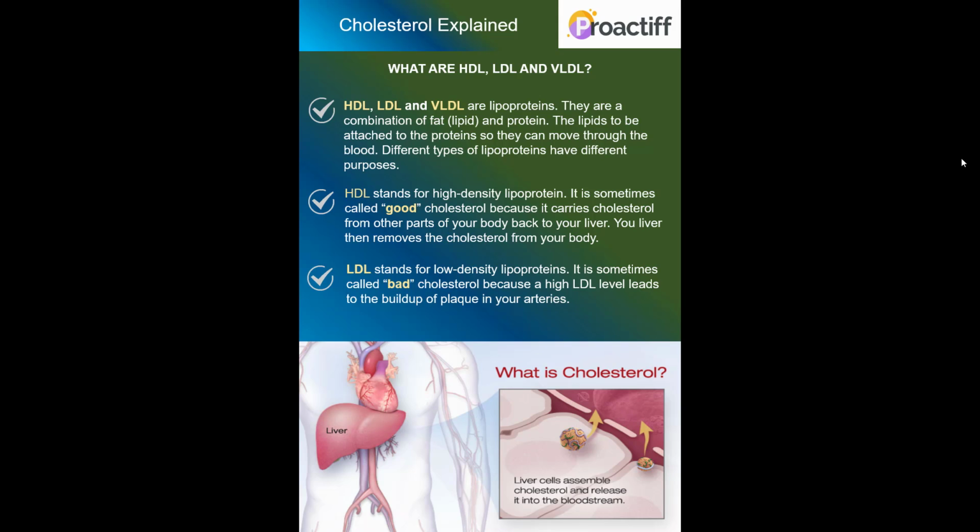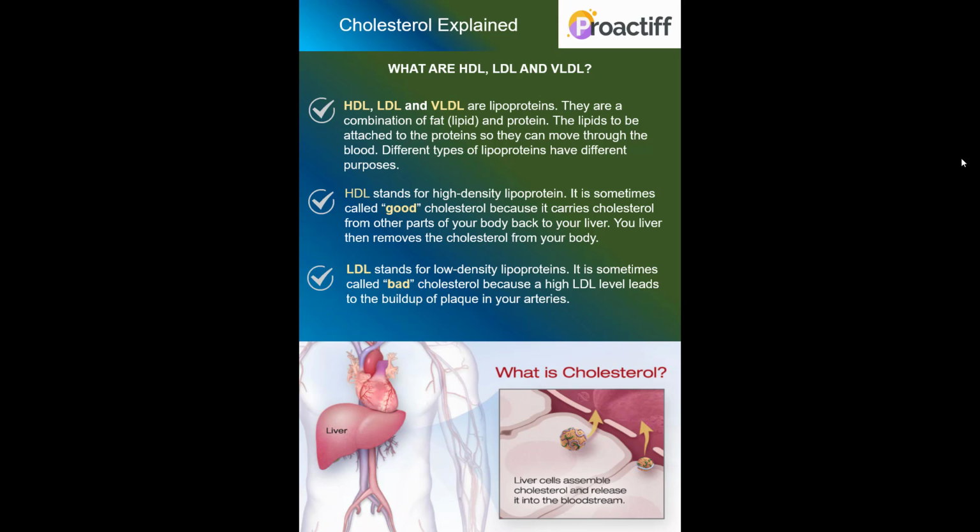Let's understand what HDL is: high density lipoproteins, and LDL stands for low density lipoproteins, and of course you have VLDL as well. Let's understand each one of these elements and their contributions. HDL, LDL, and VLDL are essentially lipoproteins, a combination of fat, which is lipid, and protein. The lipids need to be carried by proteins so that they can move through the blood. Different types of lipoproteins have different purposes.